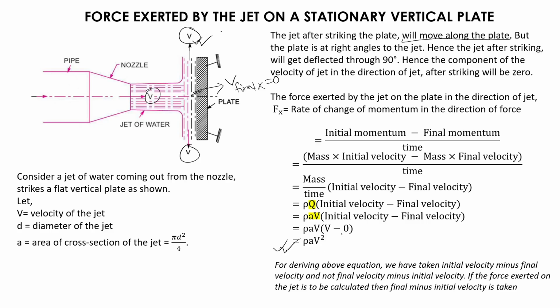And what about the other case, when the plate is applying some force on the jet of water? For deriving the above equation, we have taken initial velocity minus final velocity and not final minus initial. If the force exerted on the jet is to be calculated, then final minus initial velocity will be taken. I have already told you that this is going to be minus rho A V square, which is the force exerted on the jet. Force exerted on the jet is minus rho A V square, and that is found using final velocity minus initial velocity.